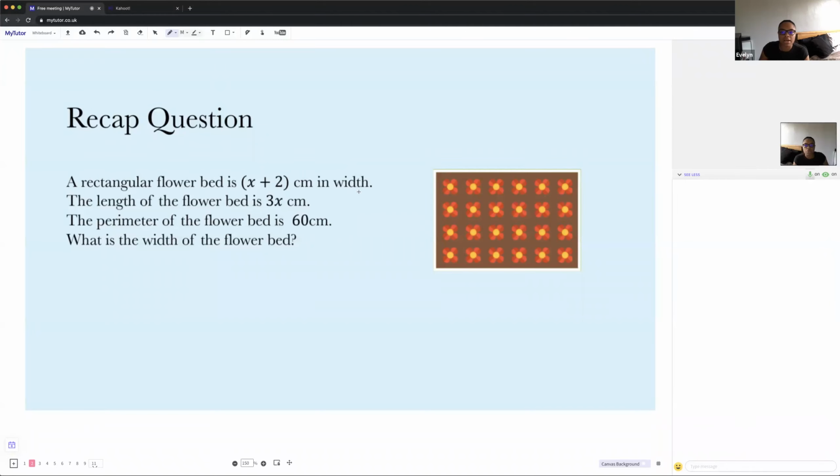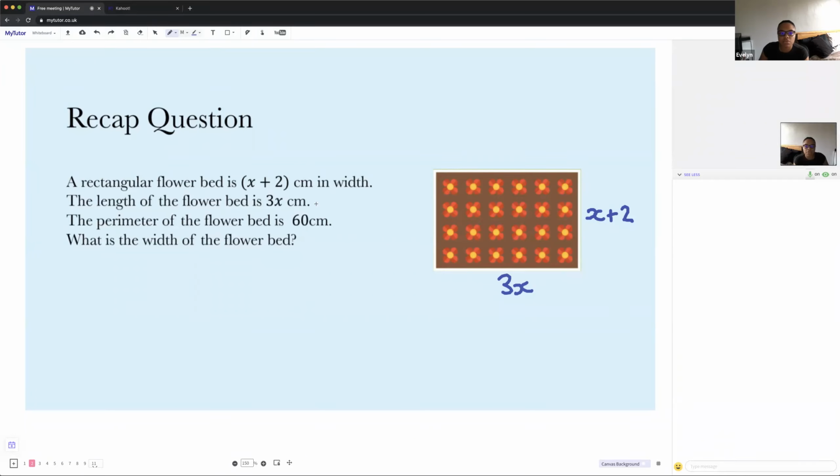So what I'm going to do is start putting these expressions on my flower bed, yeah? The width is x plus 2, so I'm going to say over here is x plus 2 centimeters. Now they said the length of the flower bed is 3x. Now, the perimeter of the flower bed is 60 centimeters. What is the width of the flower bed?